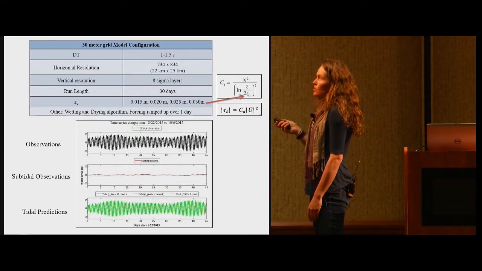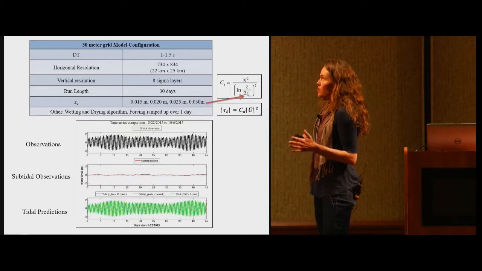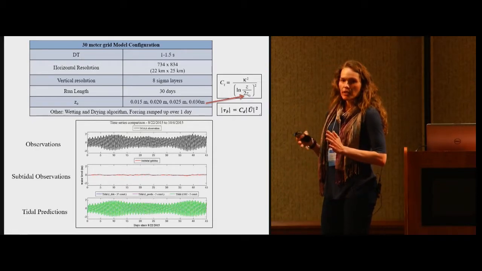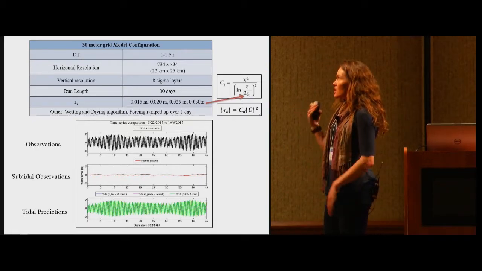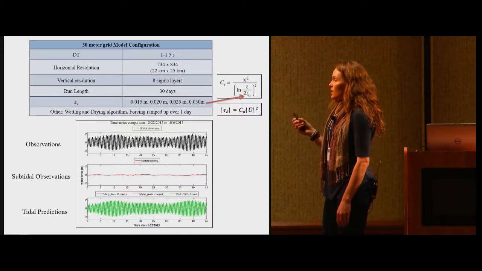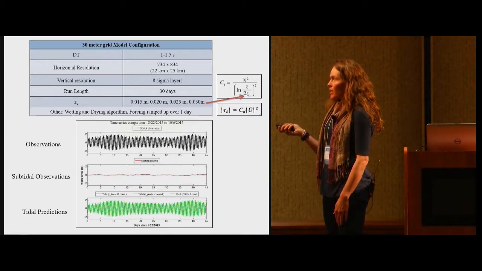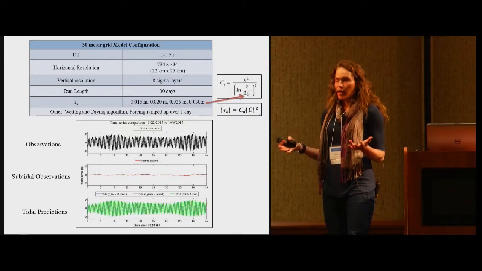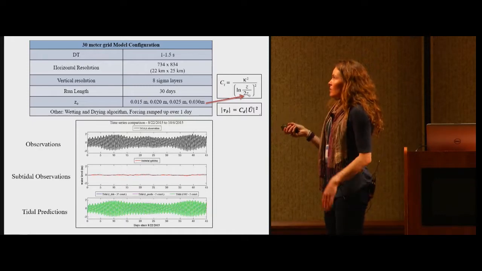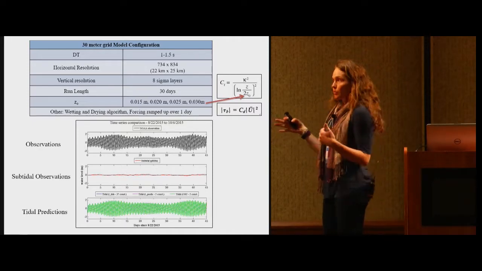So this is the model configuration. My time step is 1 to 1.5 seconds. My horizontal domain is 22 kilometers by 25 kilometers, gridded at 30 meters, which is relatively 700 by 800 cells. 8 vertical levels. It's run for 30 days because if you're looking at this tidal signal, it's modulated on a 30-day time scale. So that's really what takes the bulk of our time on Blue Waters, these long runs that we need.